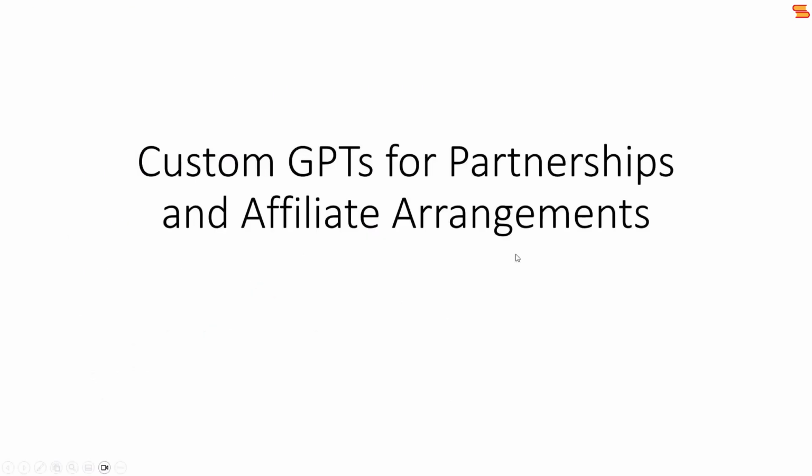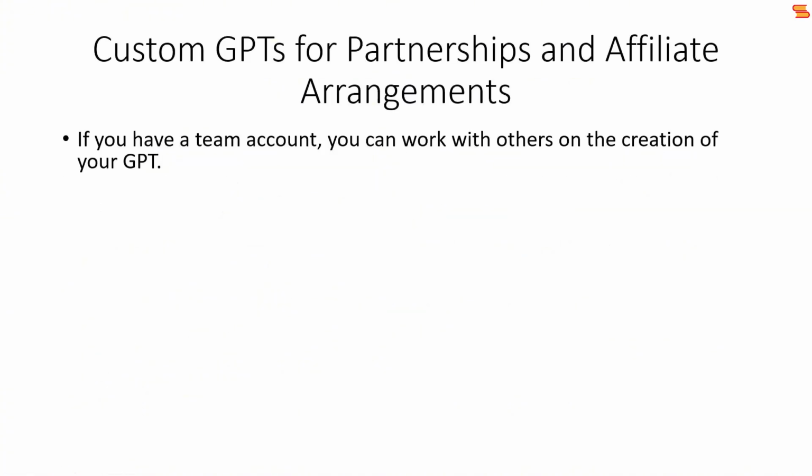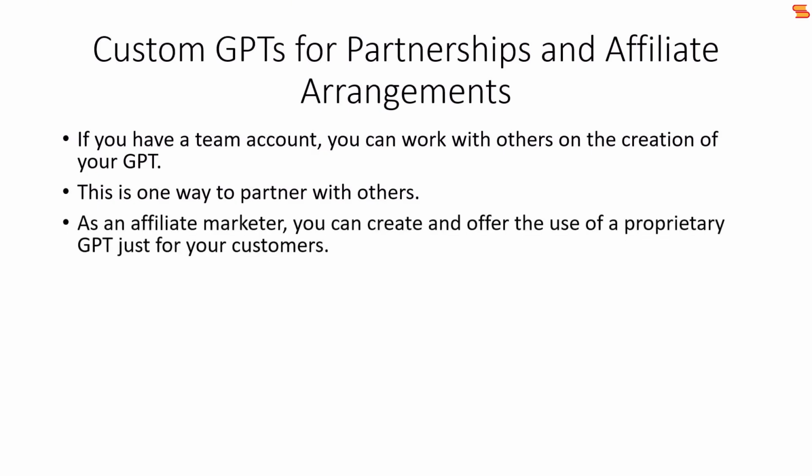And so let's get into using GPTs for partnerships and really affiliate arrangements. I just want to make this brief statement: if you have a team account, you can work with other people on the creation of your GPT. It's one way for you to partner with other people. So that's pretty much all I want to say about partnering. I do want to get into what you're going to do as an affiliate marketer. You can create and offer a proprietary GPT just for your customers. In other words, if people buy through your affiliate link, you're going to create something really special for them inside of a GPT, has a USP in it, they can't get it elsewhere, and they only get it if they buy through your affiliate link, right?